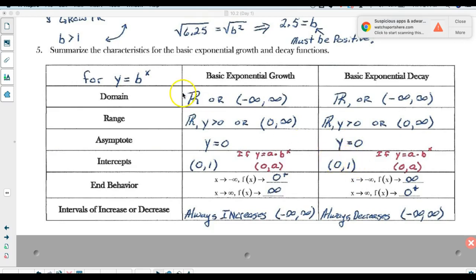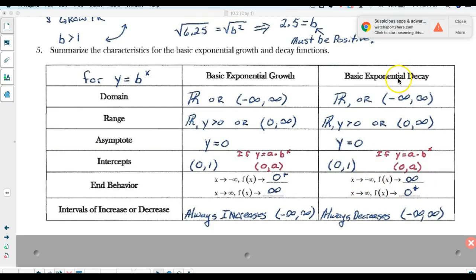The basic y equals b to the x graph, the parent function, has a y-intercept of 0, 1, but when we change it to y equals some number times b to the x, that y-intercept is going to be 0, comma a, because again, this right here is going to be 1 times whatever a is.